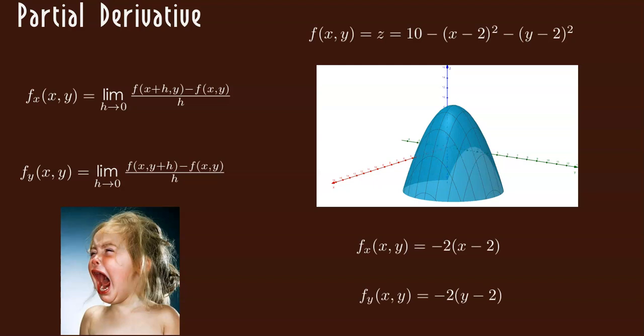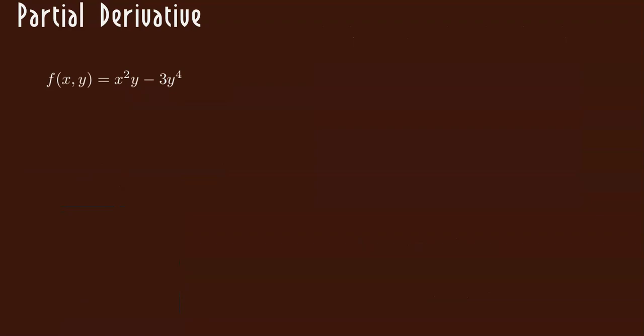Let's try a more interesting one. Suppose we have x squared y minus 3y to the 4th. I'm going to take the derivative with respect to x. So notice this part's going to go away because it has no x in it. So all we have to deal with is that first part, x squared y. So the derivative of x squared is 2x, and the y is just a constant, gets dragged along for the ride.